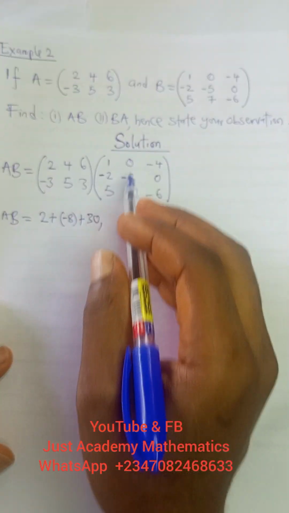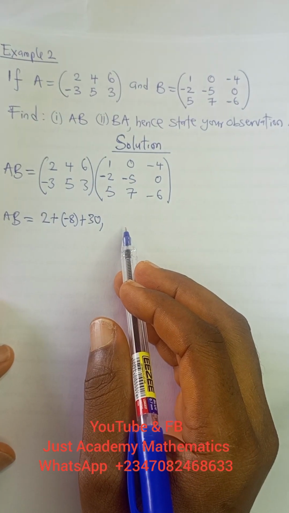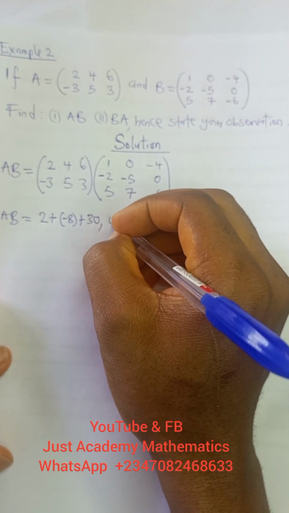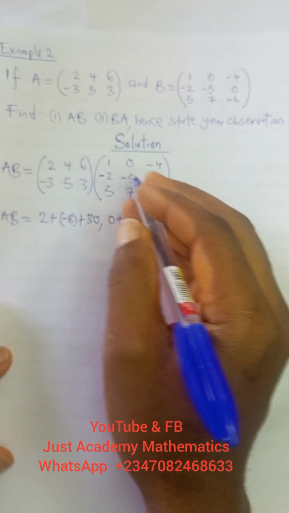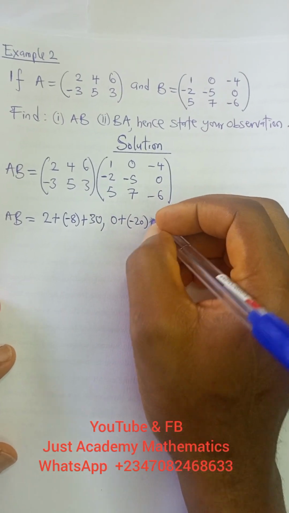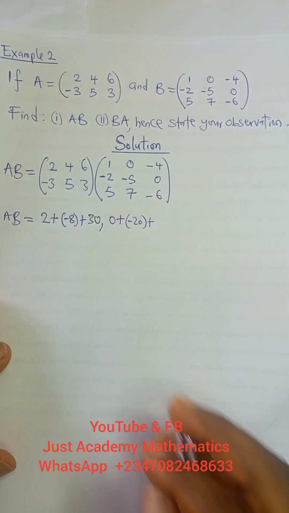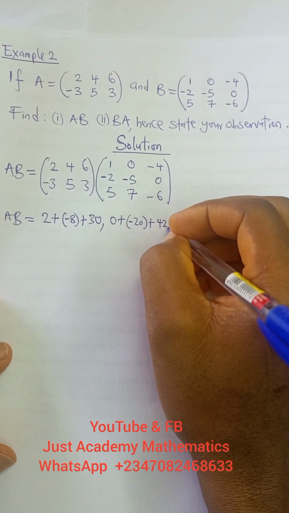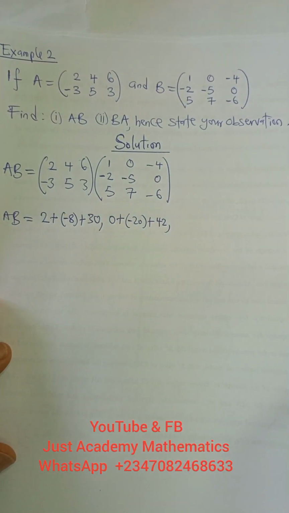First row times second column. 2 times 0 is 0. Plus 4 times minus 5, minus 20. Plus 6 times 7, 42. Are you with me? Comma. We are done with this again.